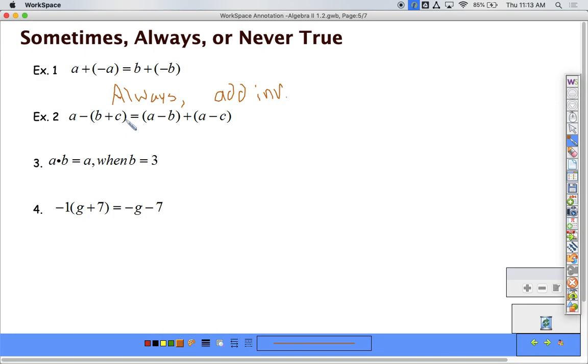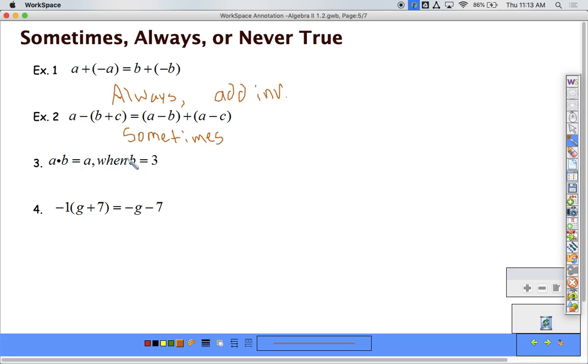Okay, next. Not really any properties going on here. So then, okay, you think, can this possibly be true? Can I think of an example where it works? Can I think of an example where it doesn't work? So the one that works here is if A, B, and C are 0. You would get 0 equals 0. Where it wouldn't work is, say, 1, 1, and 1. Okay? Then you would have 1 minus 2, which is negative 1. This would be 0 over here. They don't equal. So sometimes. So if you're going to do a sometimes, you need to be able to think of when it would work and when it wouldn't work.